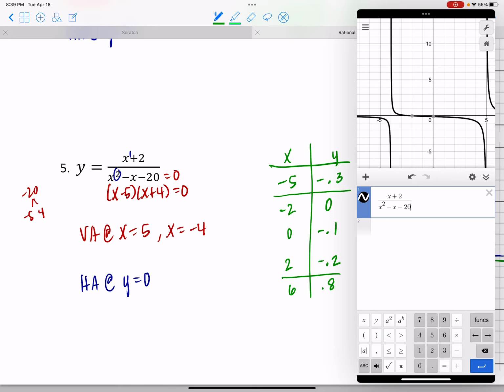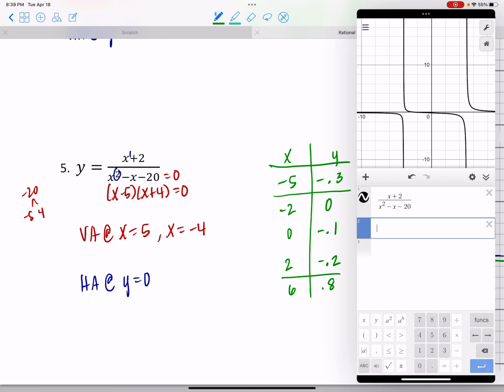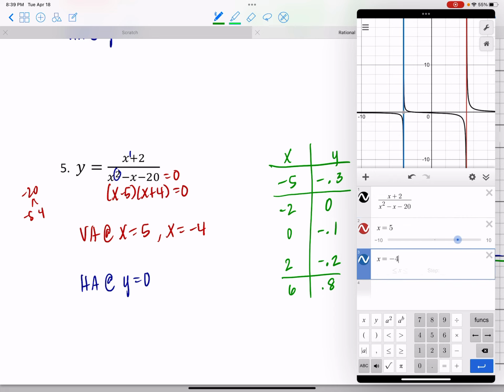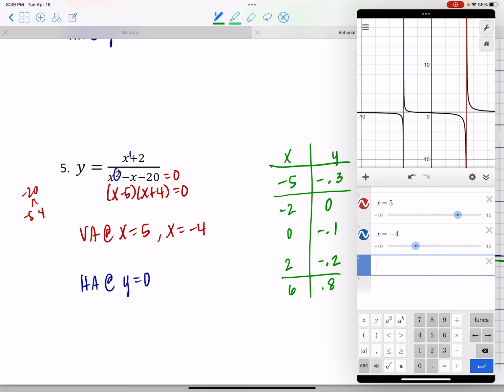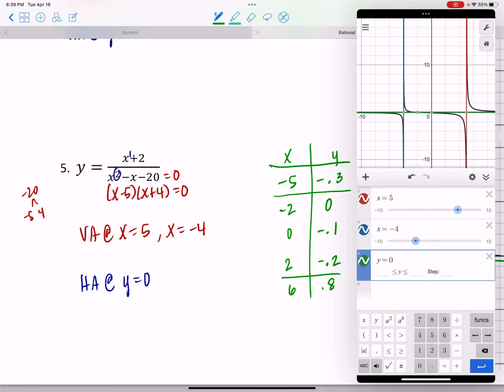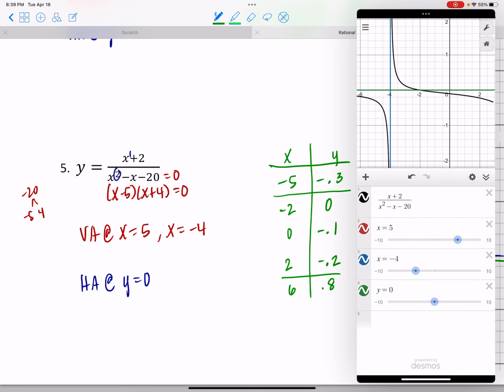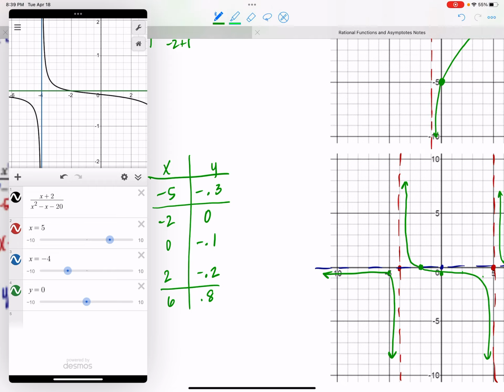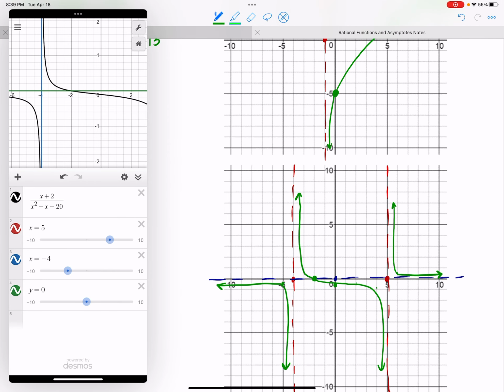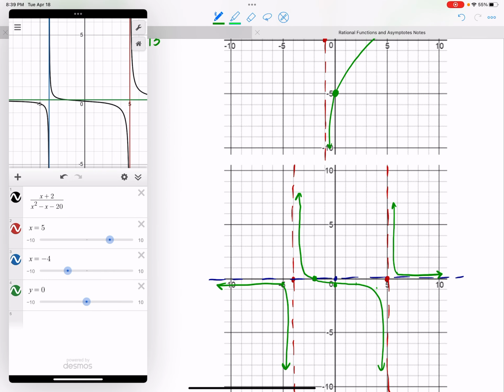And it looks like my picture, but I want to just be extra sure. I said at x equals 5, vertical asymptote, that looks right. I said at x equals -4, vertical asymptote, that looks right. And then I said at y equals 0, a horizontal asymptote, which is affecting my end behaviors. And yeah, all that looks right. I can see my branches approaching. I can see that weird sort of cubic looking thing in between the asymptotes. And so I think I'm in good shape.